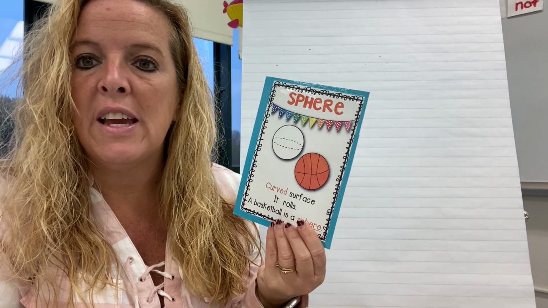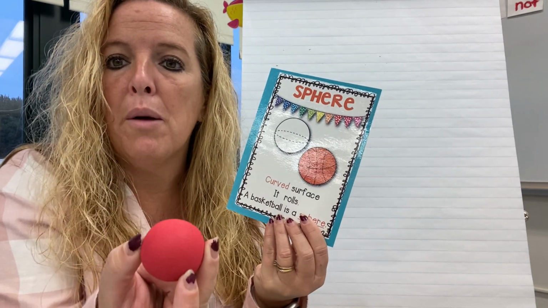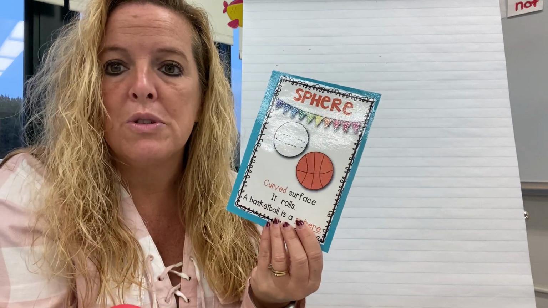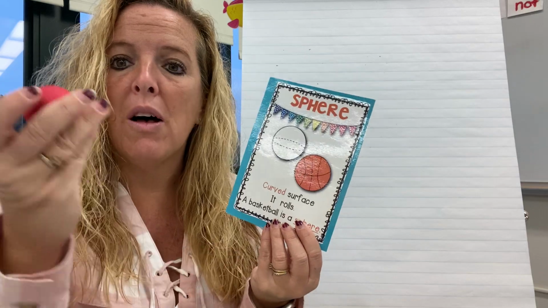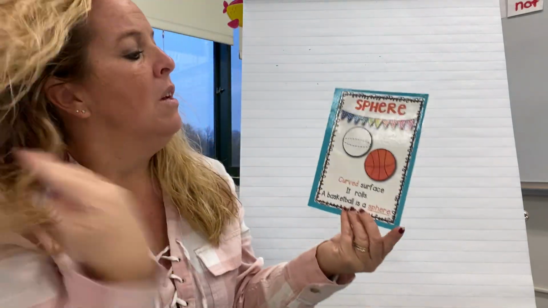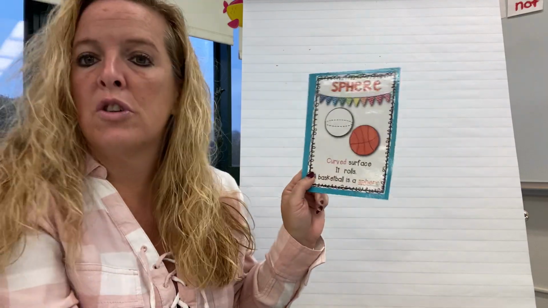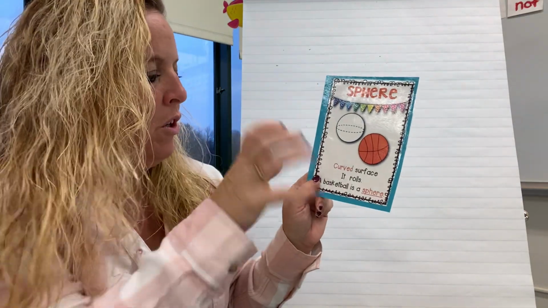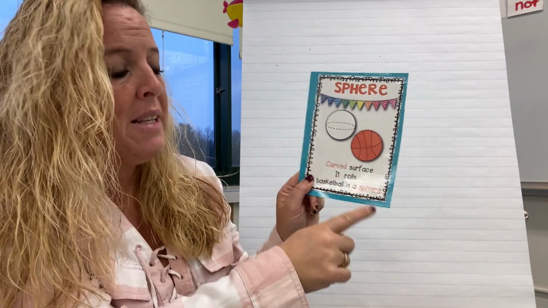Can you say sphere? Sphere, like balls, marbles, oranges, apples, bowling balls, basketballs, baseballs, you got it. So it says, a sphere has a curved surface. So no straight lines anymore, they're curved. It rolls, and then it gives you an example. A basketball is a sphere.